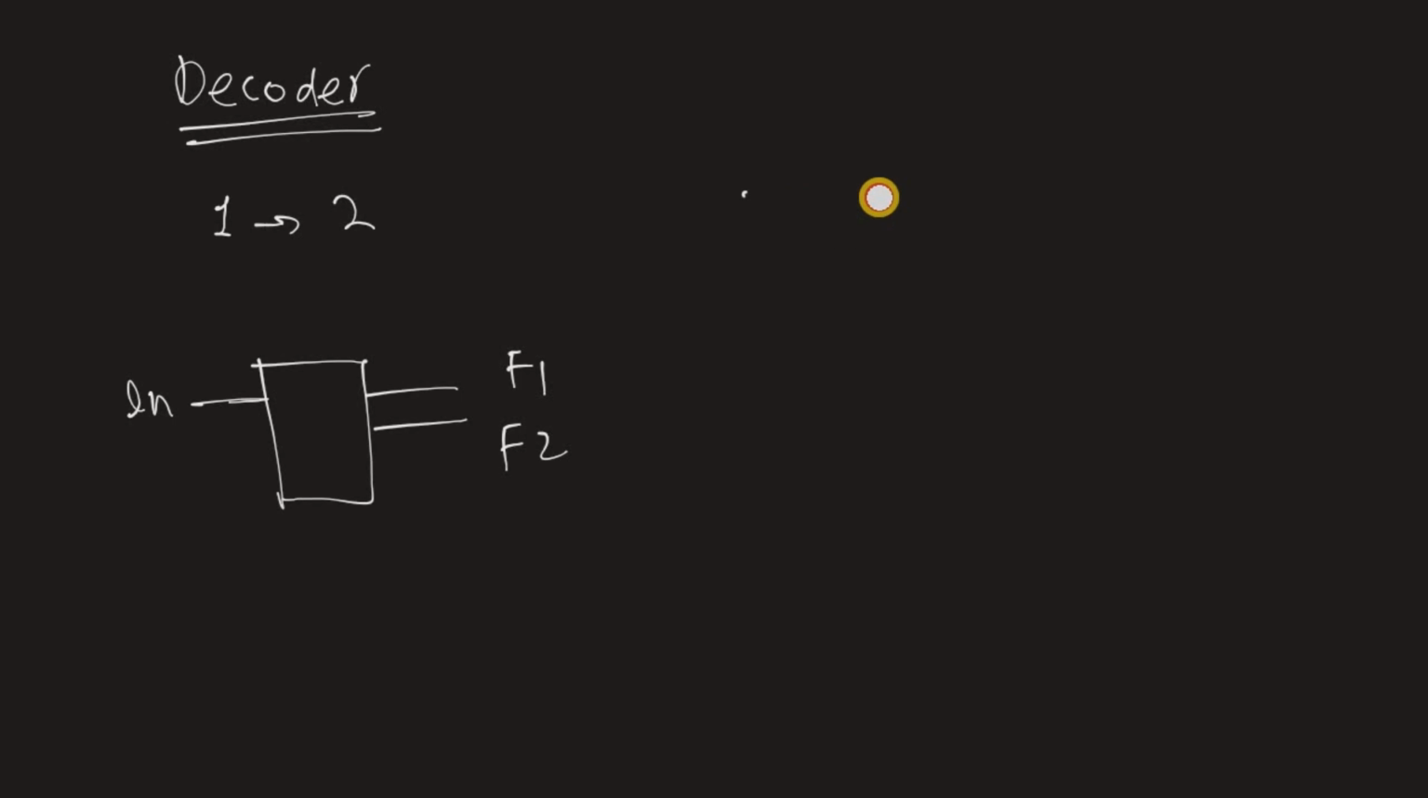The truth table for a 1 to 2 decoder. That means you're expecting one input and two outputs from the decoder, right? But if you want a 2 to 4, that means you have two inputs, okay, so I1 and I2, and then you have four outputs, F0, F1, F2 and F3.